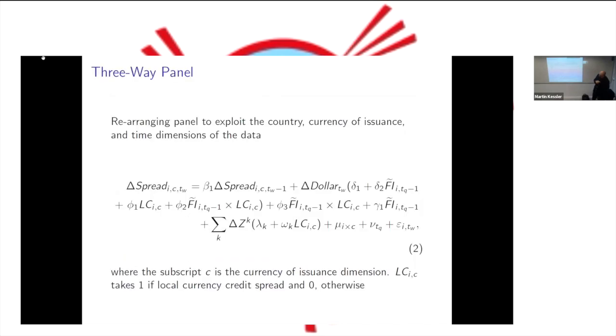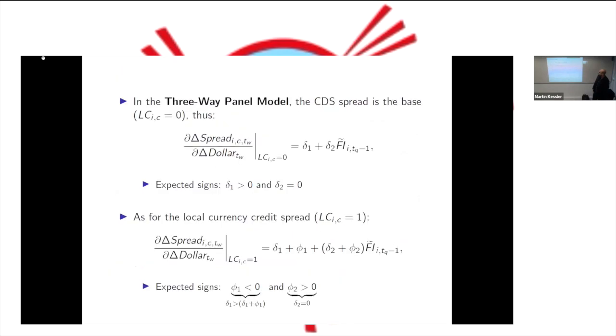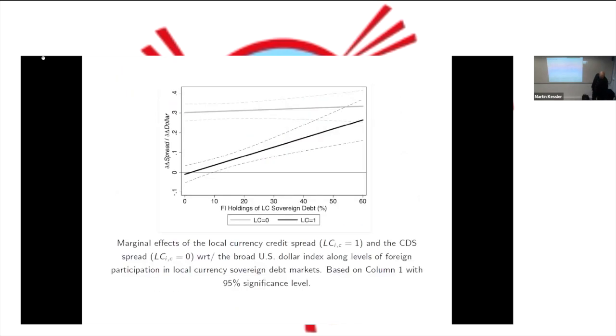I'm already running out of time, so I'll do a few other exercises. I won't have time to go too much into it, but I also have this three-way panel approach, which allows me, among other things, to estimate both at the same time and see if this difference is statistically significant. For some reason the other line is too light to see, but it shows results somewhat similar to what I had before, but together.